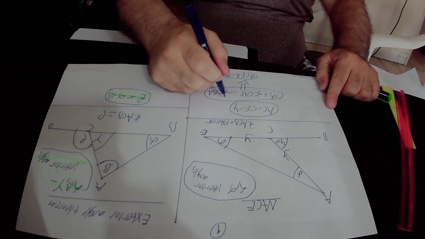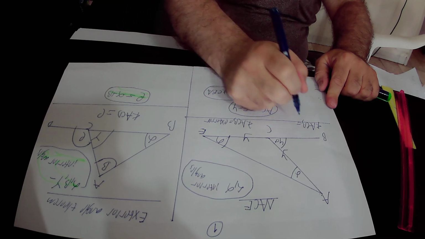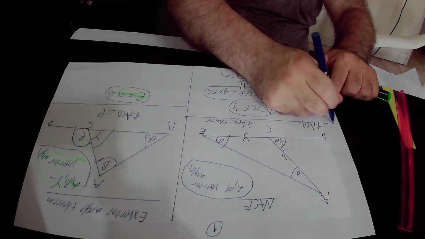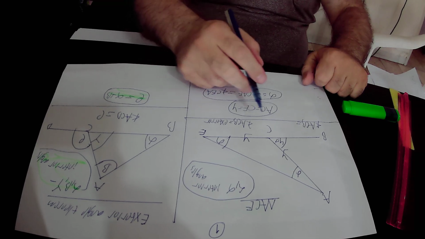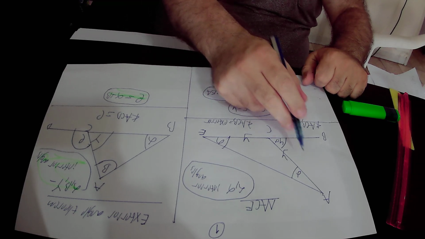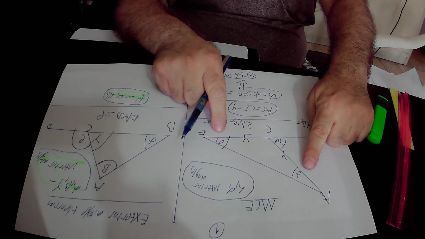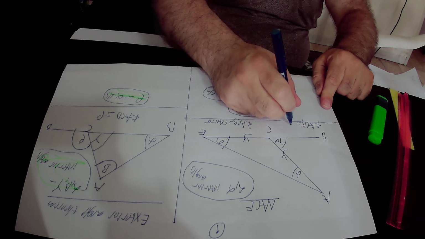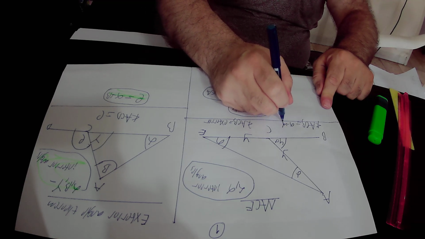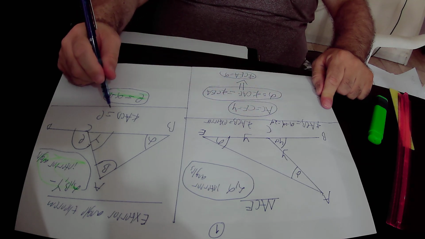So what is the size of the exterior angle ACB? The size of the exterior angle ACB is equal to the sum of the two interior angles that are not adjacent to it. This angle is adjacent to angle ACB, while those two angles are not adjacent to it. Those angles are alpha and alpha. The sum of those two angles is alpha plus alpha. So the size of the exterior angle ACB will be equal to alpha plus alpha, that is 2 alpha, according to the exterior angle theorem.